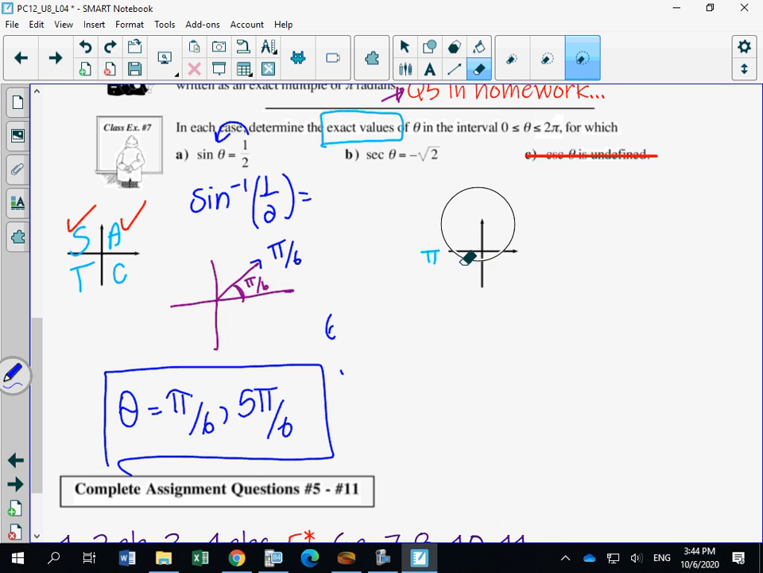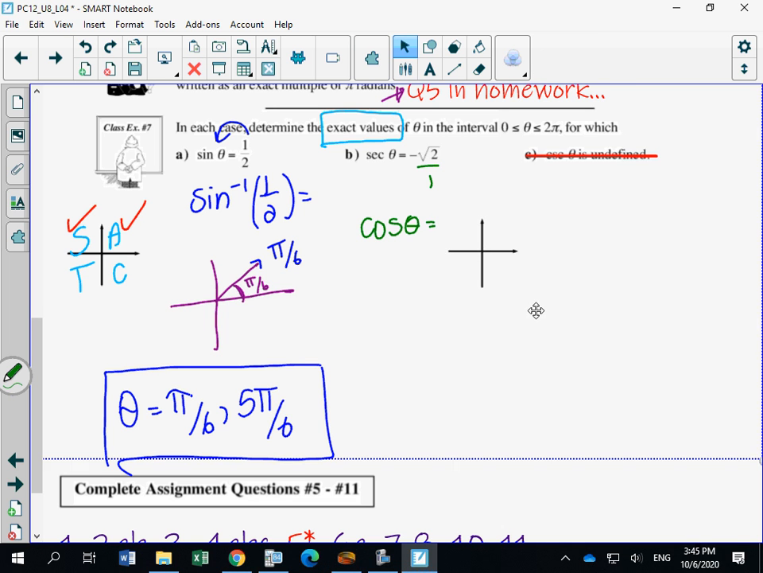Class example B, the secant of negative root 2. So I know that I'm going to be doing reciprocals for this, so I'm going to put that over 1. Say to yourself, secant is the reciprocal ratio of what primary trig ratio? That would be cos. So the cos of theta is equal to 1 over negative root 2, or we could say negative root 2 over 1. Doesn't really matter.